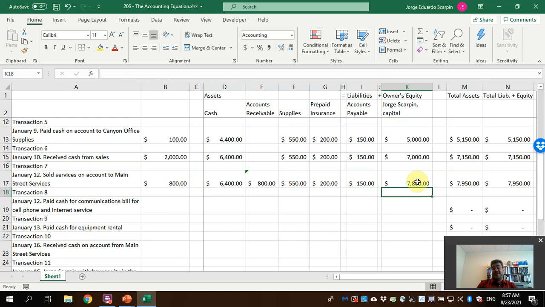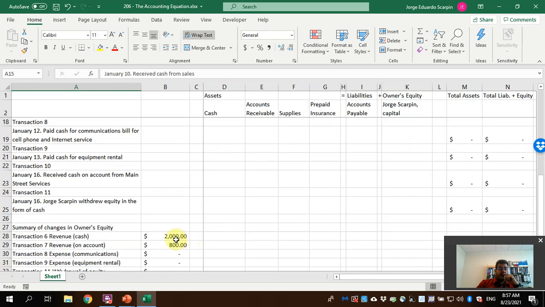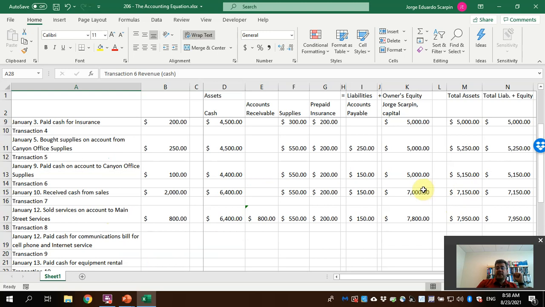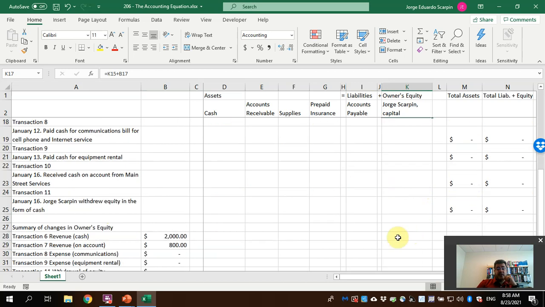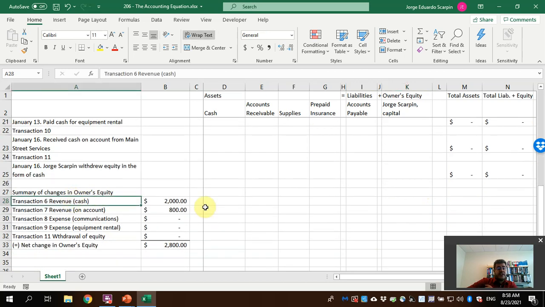Now our accounting equation is good. And now our expenses. So here, our revenues. So here, summary of changes in owner's equity. What is changing our owner's equity? First, $2,000 here, $800 here. So transaction 6, revenue on cash, 2,000. Transaction 7, revenue on account, 800.